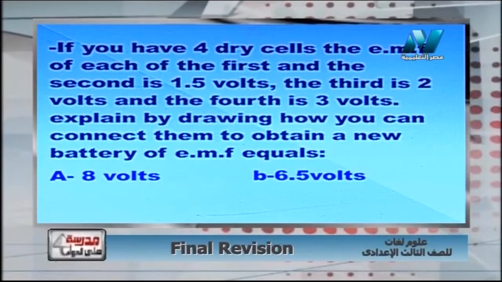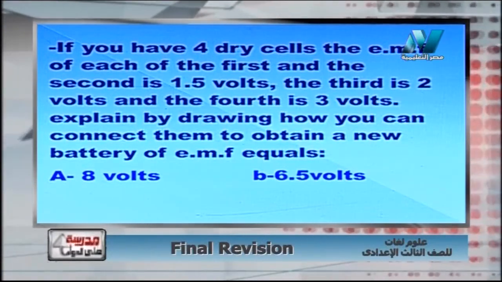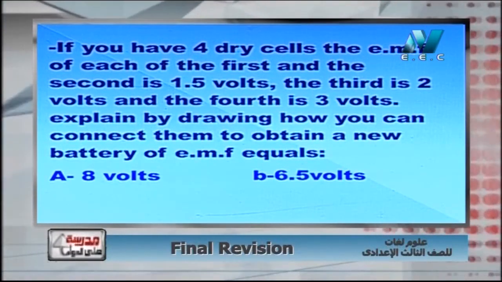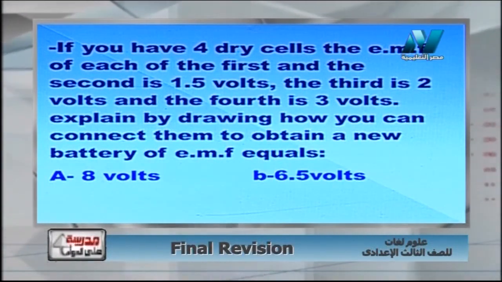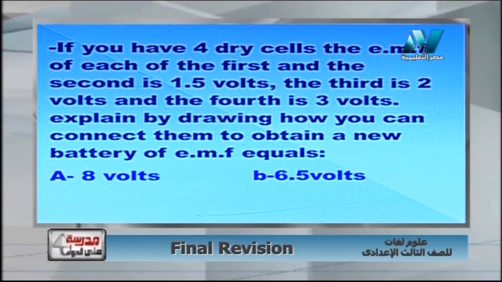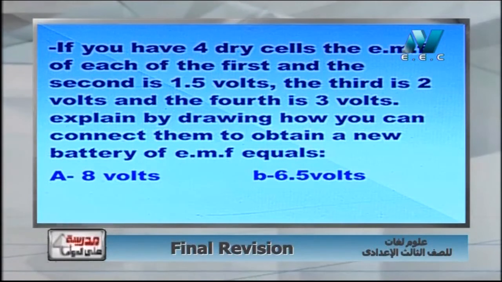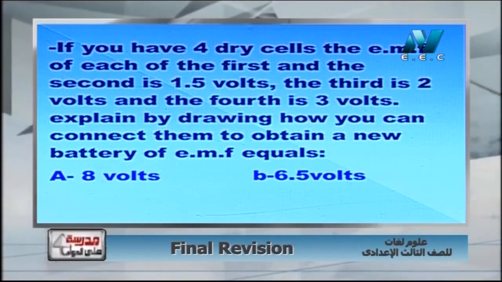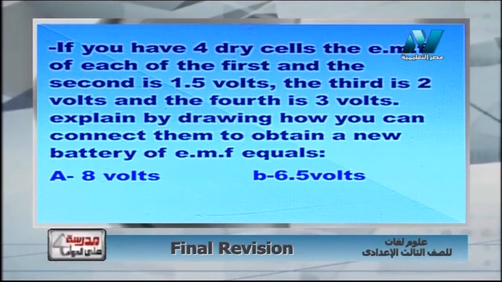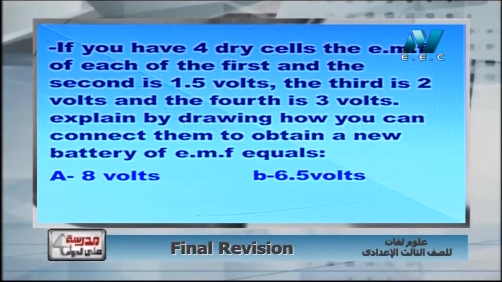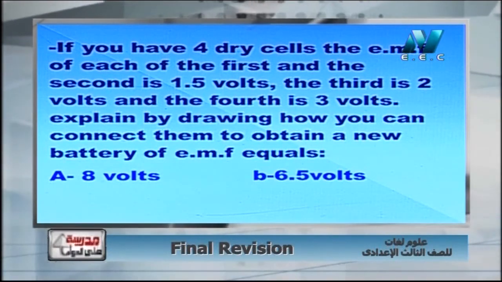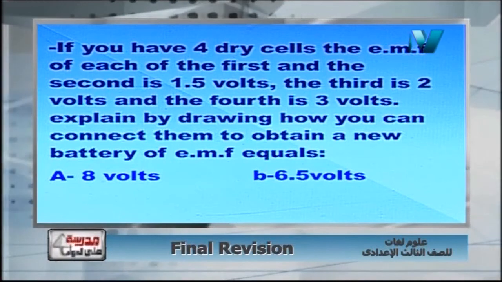Now we are going to have the next question. If you have 4 dry cells, it's not common to have 4 dry cells, but I chose this question so you can think together with it. I have 4 dry cells: each of the first and the second is 1.5 volt, so all of the 4 are not similar. Be careful. I have two of 1.5, the third is 2 volt and the fourth is 3 volt. Explain by drawing how to obtain a new battery of EMF equal to 8 volt and 6.5 volt.